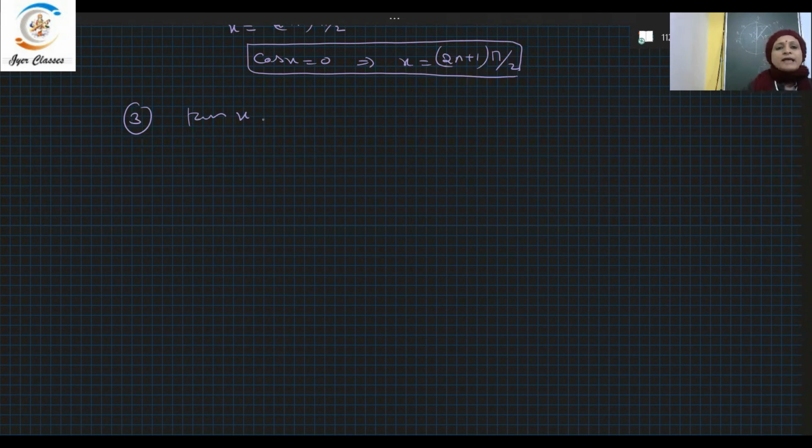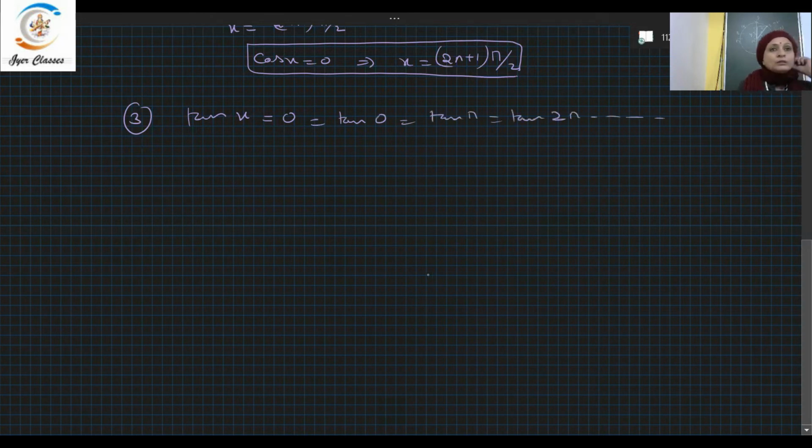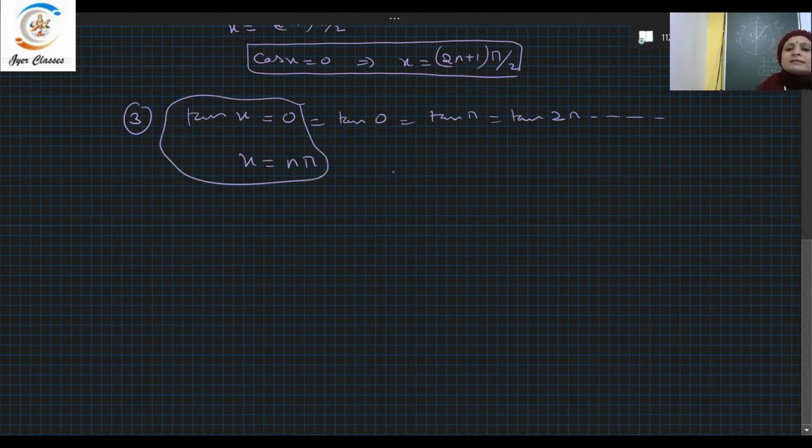Yes. Now note it down. If you have got tan x is equal to 0, then what is the value? That is tan 0, tan pi, tan 2 pi, and so on. Right? So what is the value of x here? Here also it is equal to n pi, where n belongs to the set of integers. Got this? Okay, please note this down fast.